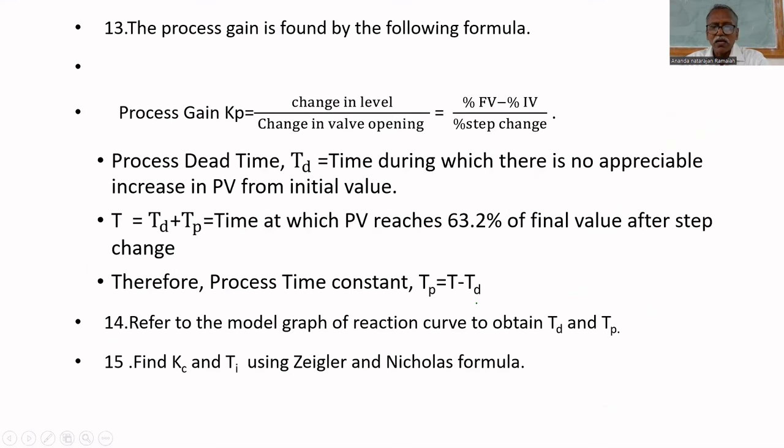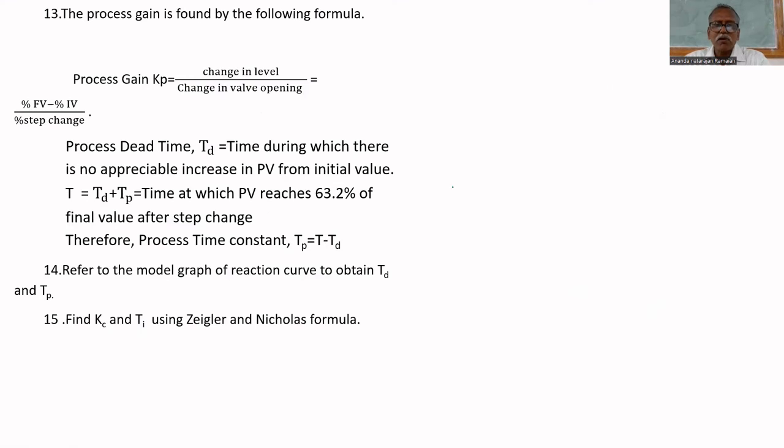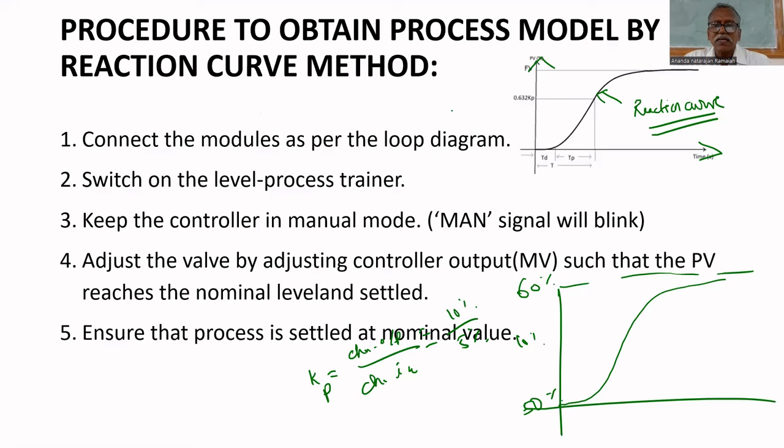In this model, you got K. What is the model I said? K upon tau s plus 1. K you got. Initially it is 50%. You change 5%. You settle at 60. Therefore, change is 10.